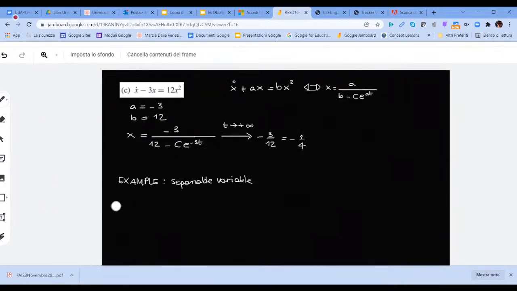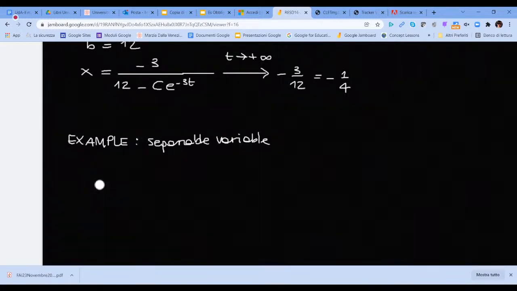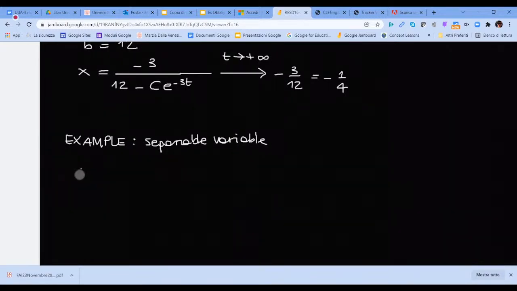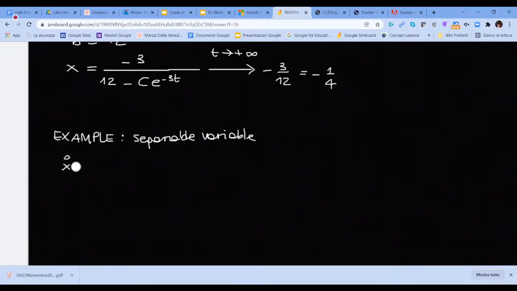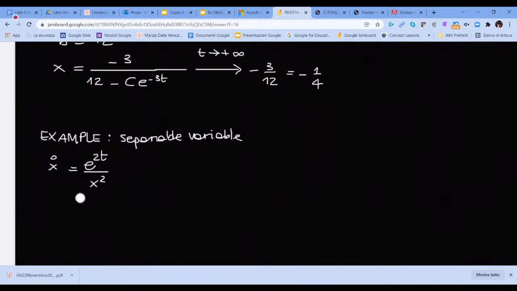Okay, so when you have something that includes a product of two functions, a product, that means a fraction, in the expression of x dot, something like this. This is a very simple example. I don't know if I've taken this example from your book. So what can you write?